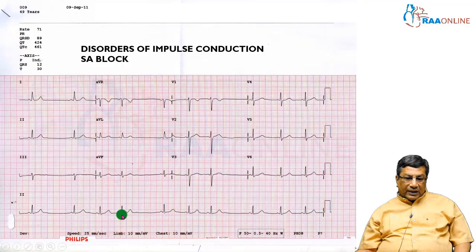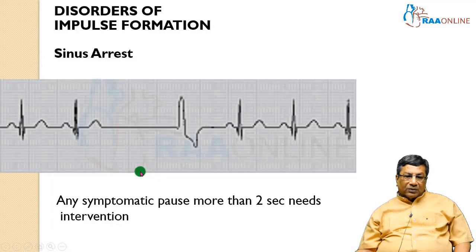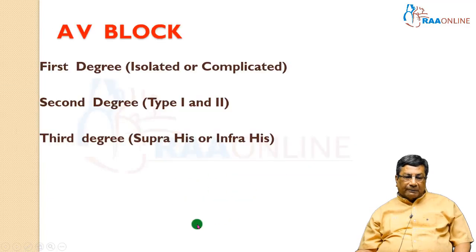Whenever this is, you can see the pause here, and inside the pause you don't have any P waves. So this is likely to be a sinus pause. The sinus pause can be terminated by the escape beat, as I've shown you. Many times this escape beat comes as a savior. So if an abnormal beat comes after a pause, it is likely to be the savior of this sinus arrest. Any symptomatic sinus pause of more than 2 seconds may need a pacemaker.